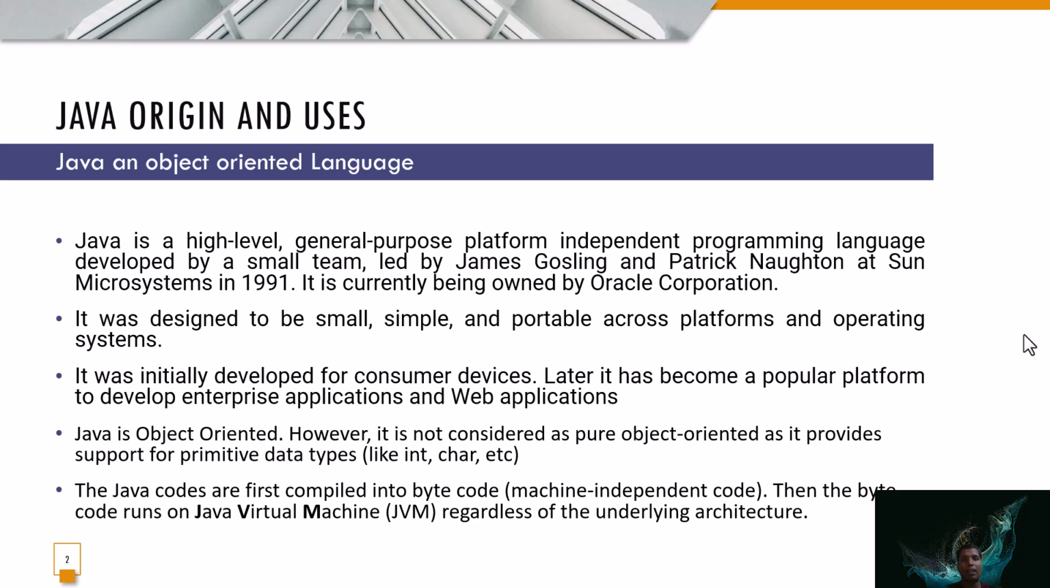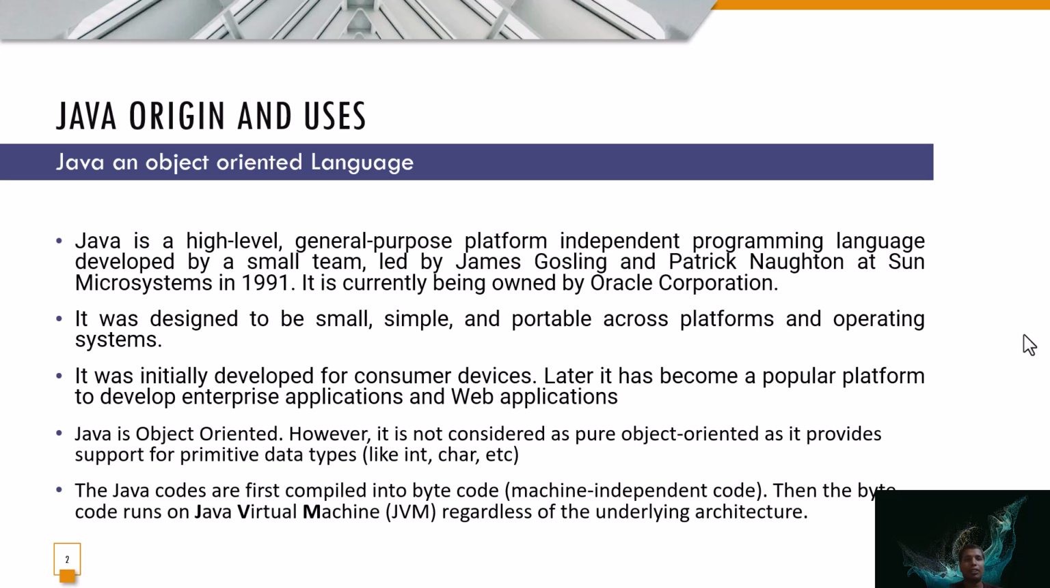So Java is a high-level general purpose platform independent programming language. It was developed by a small team at Sun Microsystems, headed by James Gosling. It's small, simple, and portable across all platforms and operating systems. That's why we also call it platform independent. It was initially developed for consumer devices, then later it became popular for enterprise applications, web applications.